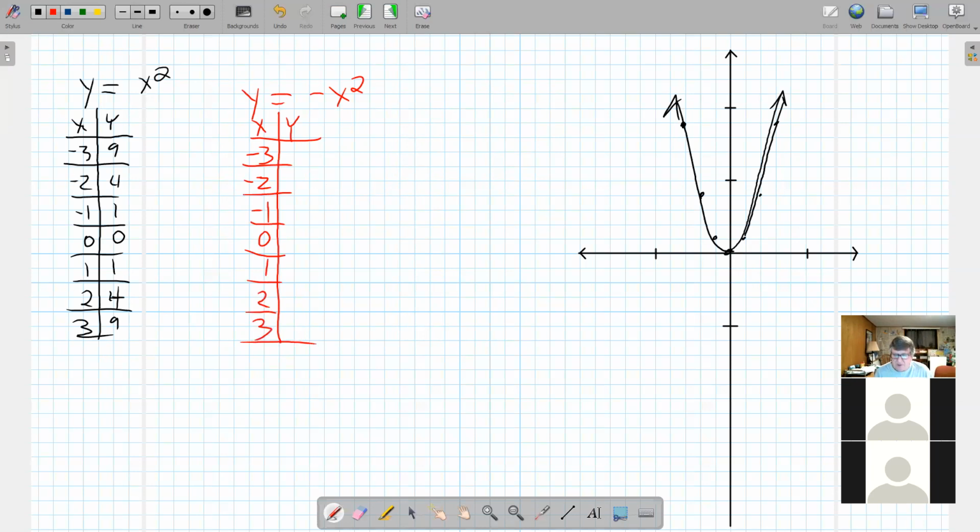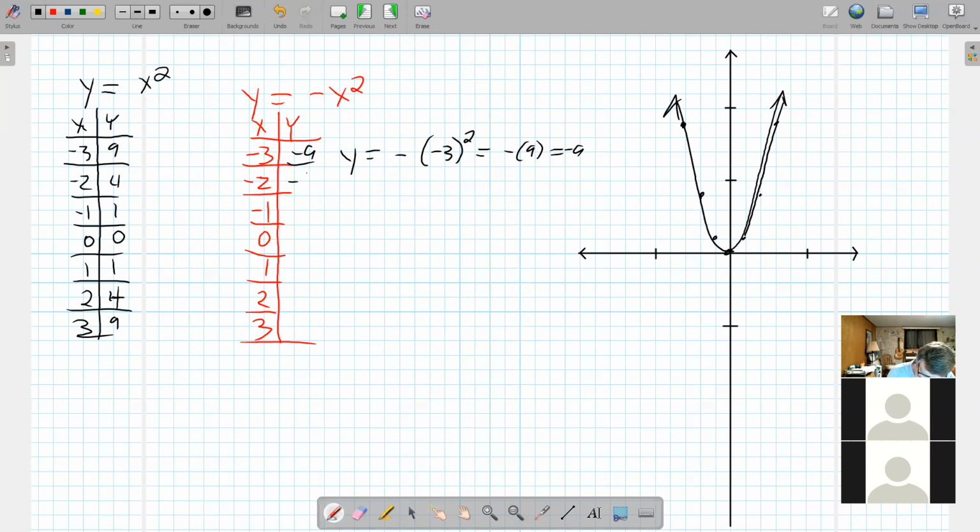Order of operations: is that negative sign inside the square? No, it isn't. It's outside. If it was written like this, then it would be inside, but that's not the case. So we'd have y equals negative the quantity -3 squared, which would be negative the quantity 9, or -9.